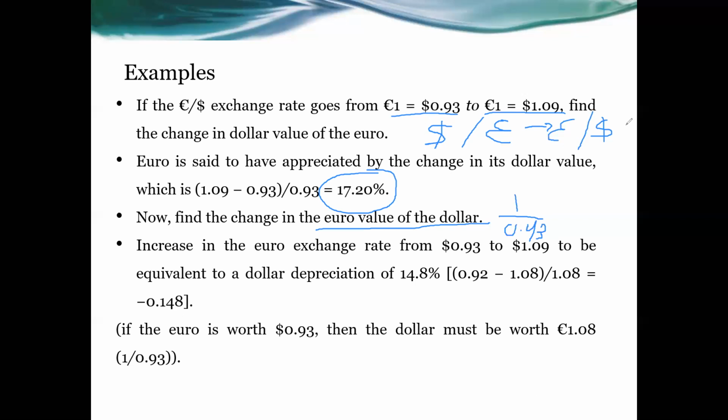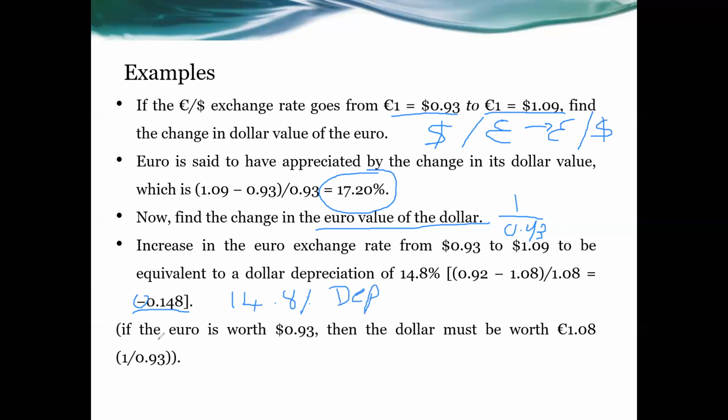Am I clear? Now we have to change per dollar to euro. Then you will get the answer like this: 0.92 divided by 1.08. Then you will get the answer like minus 0.148, that indicates 14.8%. Is it appreciation or depreciation? If you are getting a minus value here, that indicates it is depreciation.